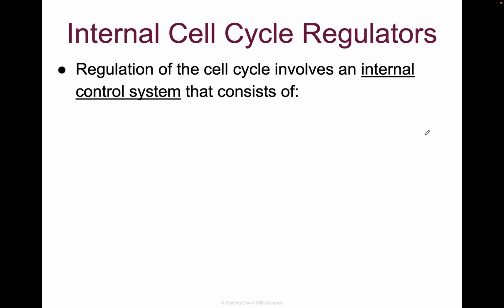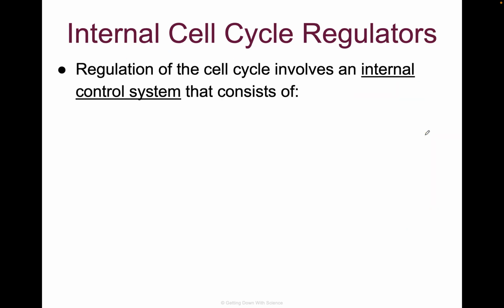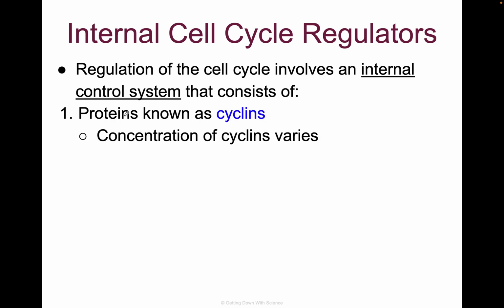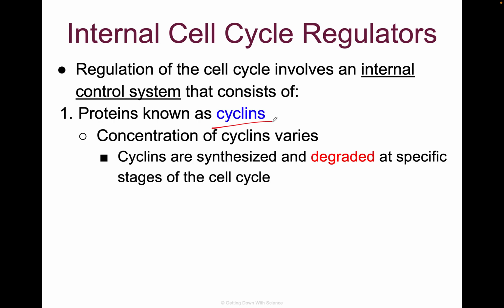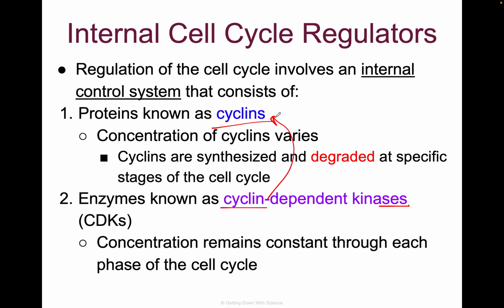Okay. So those are all major checkpoints and regulators in the cell cycle itself, but there are also internal regulators. Regulation of the cell cycle involves an internal control system. It consists of proteins known as cyclins. This is important too: the concentration of cyclins varies. They are synthesized and degraded at specific stages of the cell cycle. You're going to see this in a chart on the next slide, and it'll be a little clearer. There are also enzymes known as cyclin-dependent kinases. The "-ase" means it's an enzyme, and it's dependent on this protein to exist. Their concentration remains constant through each phase of the cell cycle.